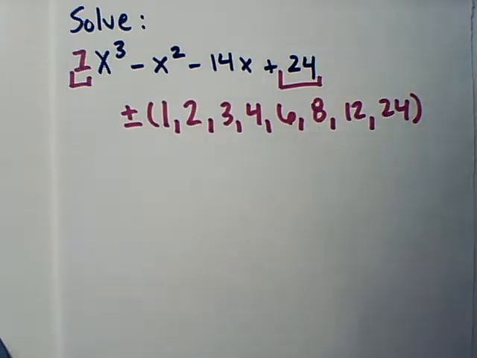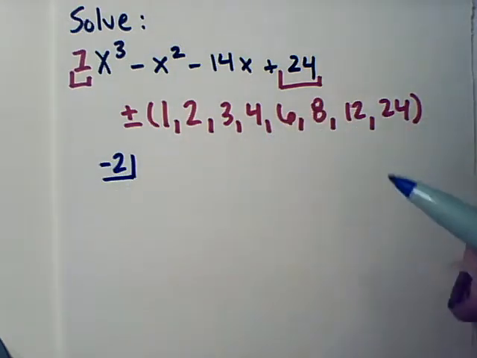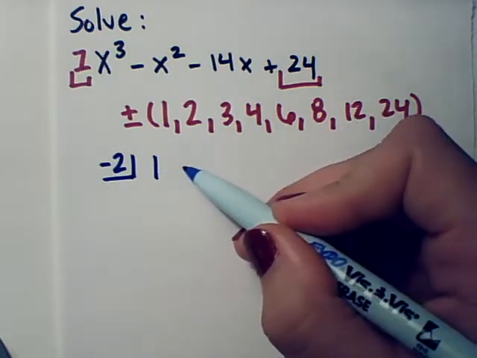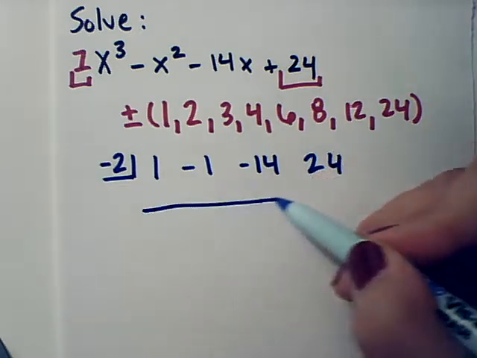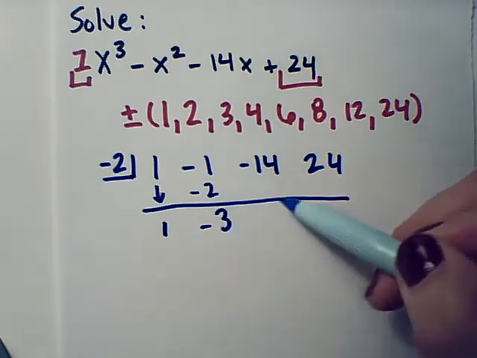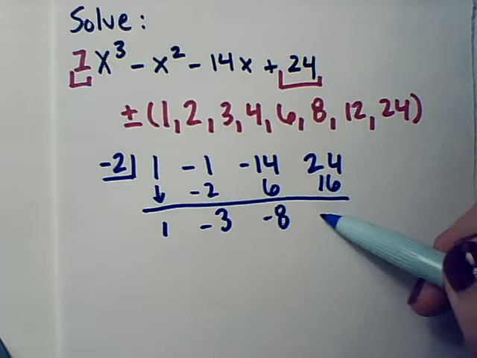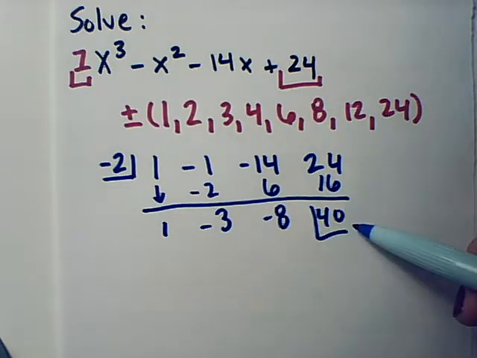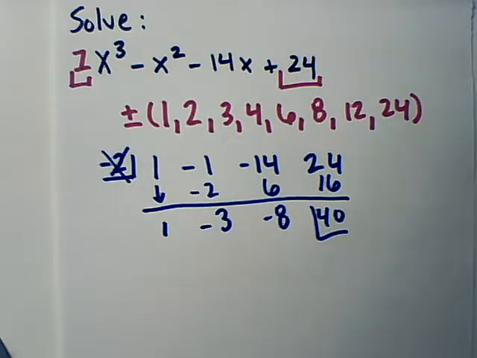So I'm going to choose a number. It doesn't really matter which number you choose to begin with. I would probably stay away from 24. But I'm just going to choose -2. And so if we use -2 and do synthetic, we put -2 into the house. We've got all of our coefficients from the polynomial we are trying to solve. And we're going to go ahead and multiply and add. Bring down the 1, multiply, add, multiply, add, multiply, and add. And here you can see we don't get 0. So because we don't get 0, -2 does not work within this problem. It is not one of the zeros.